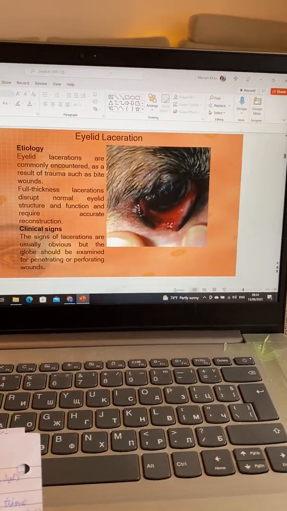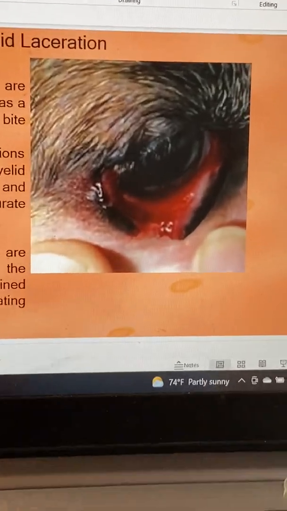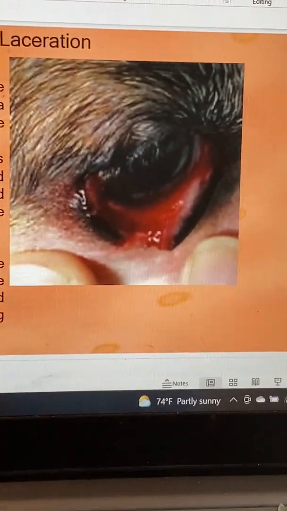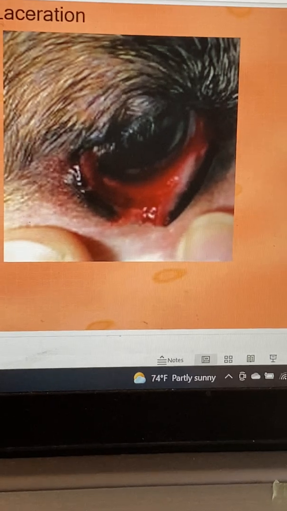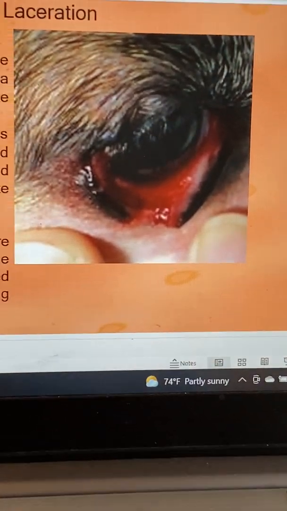All right, so this is clearly acquired. This is an eyelid laceration. We can guess the causes, so I won't go into it. Clinical signs, you can guess. Diagnosis, you can see it. So I'll talk about treating.